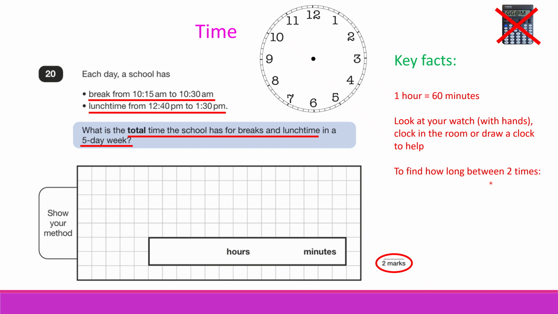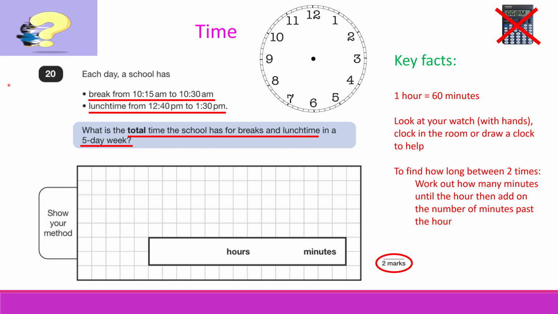Then if you're finding out how long between 2 times, work out how many minutes it is until you get to the hour, and then work out how many minutes it is past the hour and just add those 2 times together, and that will tell you the total between 2 times. So press pause, have a go at working out the answer, and then press play when you've got an answer. So let's see if you're correct.